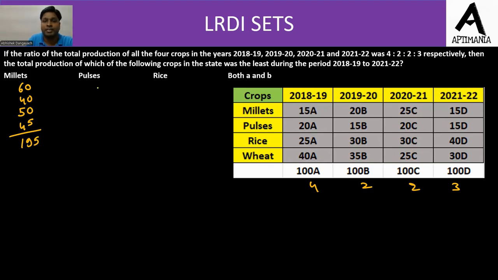Now let's check for pulses. It's 20A, A is 4, 80. 15B is 30. 20C is 40. And 15D is 45 again. So that is 110, 150, and 195 again.